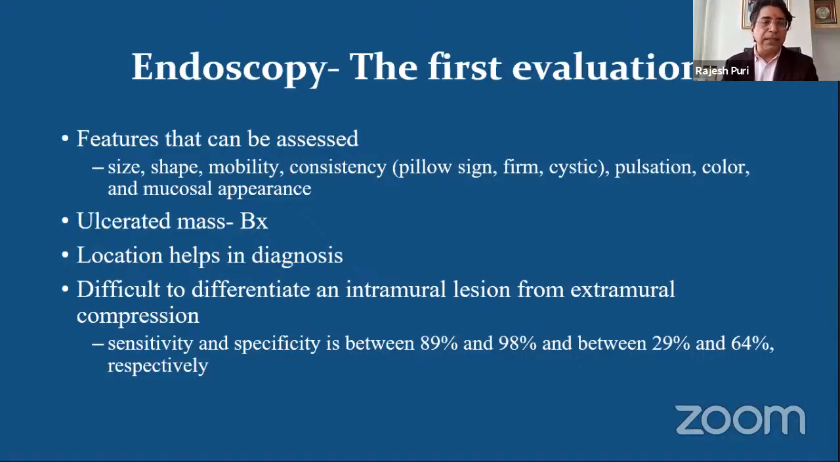If the mass is ulcerated, you can take a biopsy. Location sometimes also helps. The nature of the lesion can be decided, but with an endoscope, it is difficult to differentiate an intramural lesion from an extramural one. So in a bigger way, endoscopy has a poor specificity. Yes, you may be able to diagnose, the sensitivity is reasonably okay, but the specificity of endoscopy for diagnosis of subepithelial lesion is very poor.